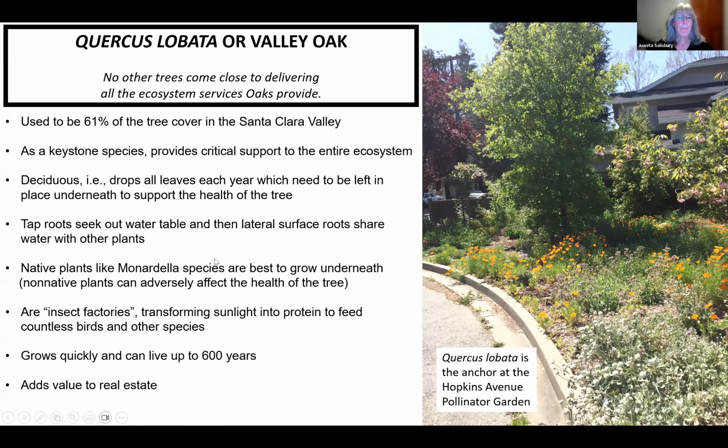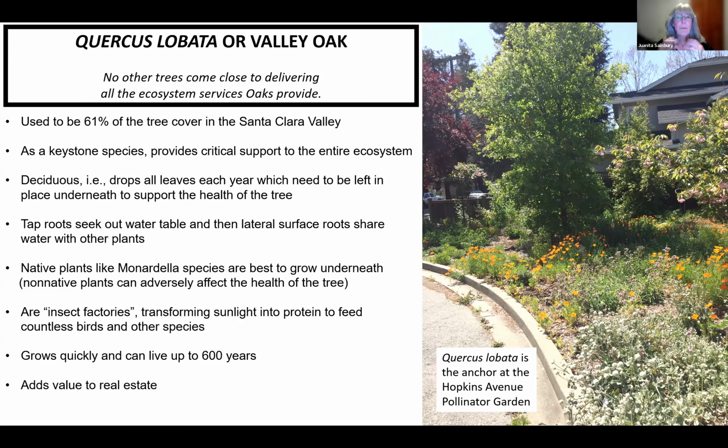One example, and I like to talk about planting trees. Remember, trees go first. And so you want to start with trees. If you don't do anything else this winter, plant some trees. And nothing compares to oak trees. Here in the Santa Clara Valley, the valley oak, this is at the Hopkins Avenue Pollinator Garden. They used to be about 61% of the tree cover in the Santa Clara Valley. Now they're about 1%, unfortunately. But as a keystone species, they provide critical support to the entire ecosystem.